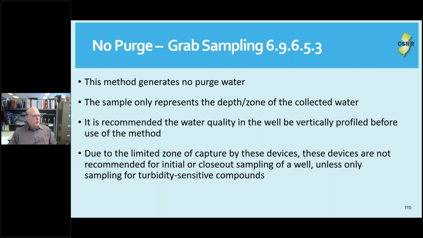This is the no purge grab sampling method. This method generates no purge water. The sample results only represent the depth or zone of the collected water. It is recommended the water quality in the well be vertically profiled before use of the method. And due to the limited zone of capture, these devices are not recommended for initial or closeout sampling of a well unless only sampling for turbidity sensitive compounds.